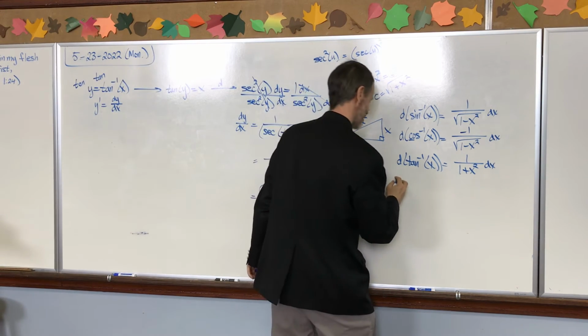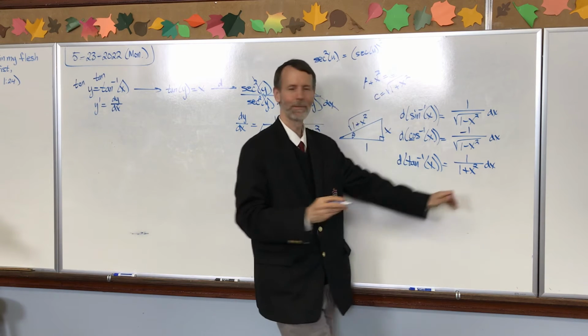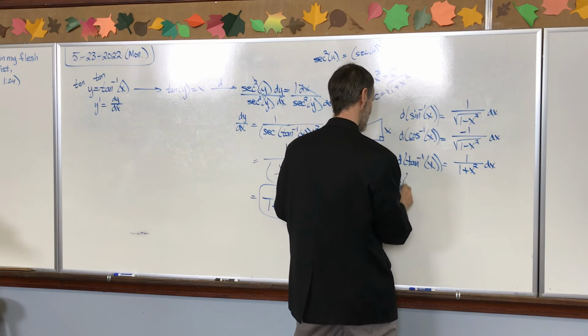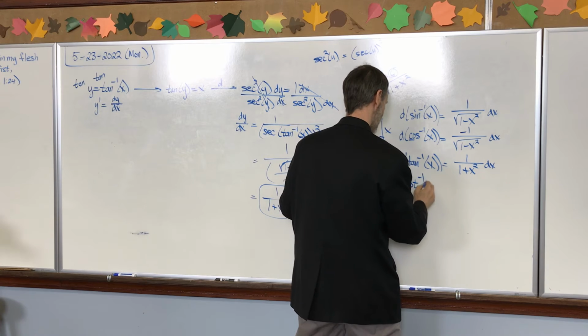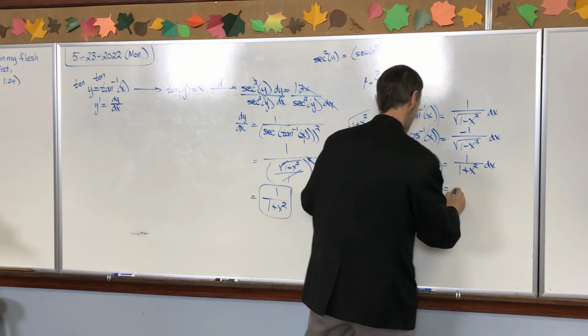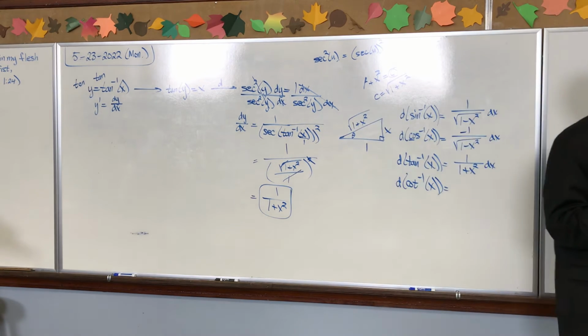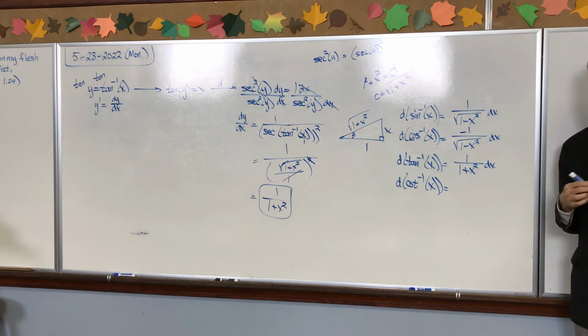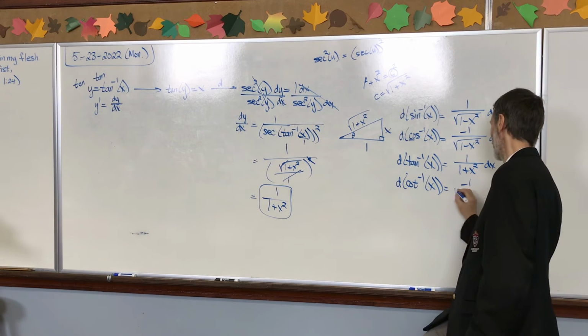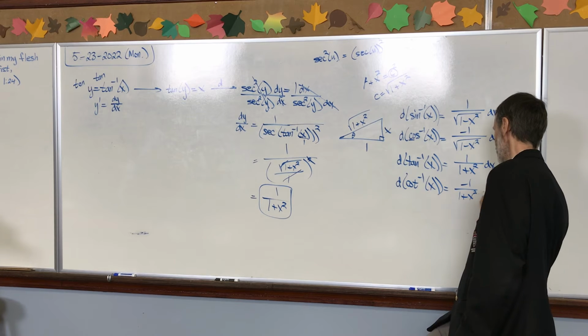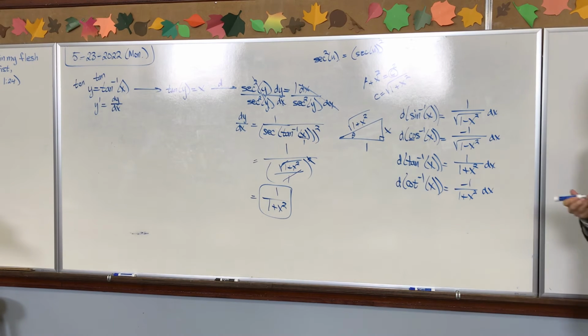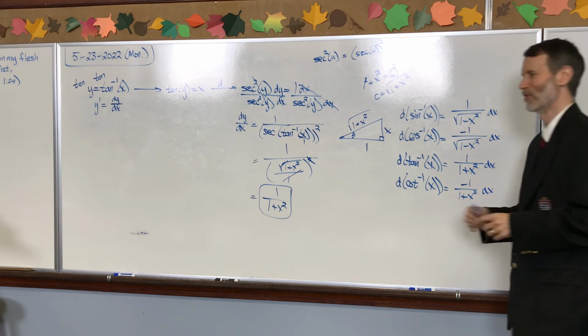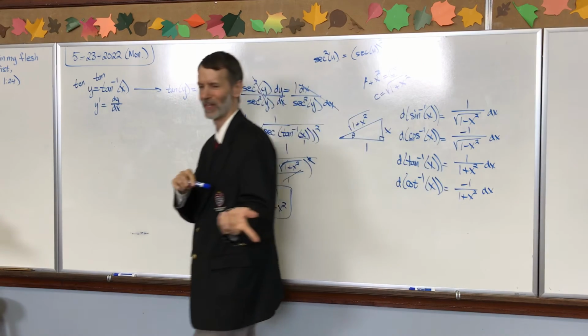Good news and bad news. Bad news is you have to memorize this new one. Good news is, can anybody tell me what the derivative of cotangent is? Exactly. Negative 1 over 1 plus x squared dx. You do not have to memorize the cofunctions. They're just negative versions of the originals.